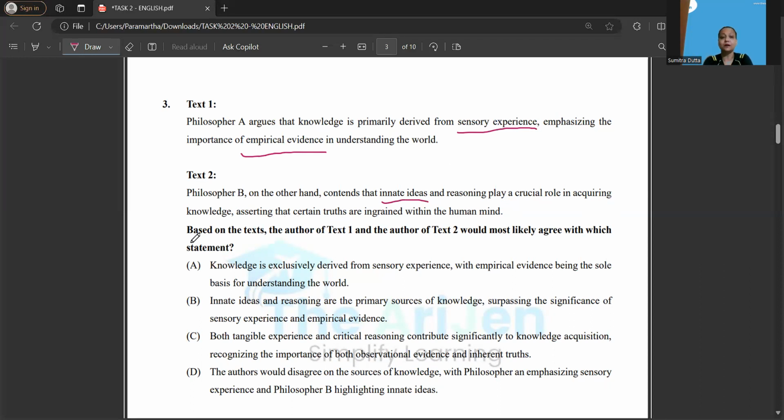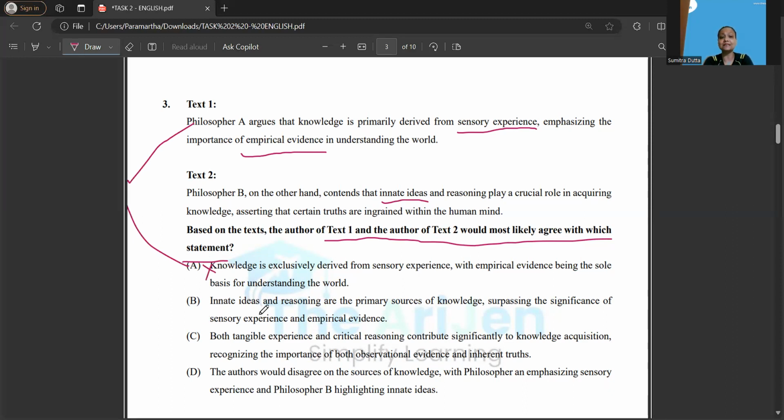Let us see the question. Based on the text, the author of text 1 and the author of text 2 would most likely agree with which statement? So both these authors are going to agree with some of the statements. Which are they? Let's see. Number A. Knowledge is exclusively derived from sensory experience, with empirical evidence being the sole basis for understanding the world. Number A is solely responding to text 1. No information about text 2. We have to incorporate both text 1 and text 2. So A cannot be the answer.